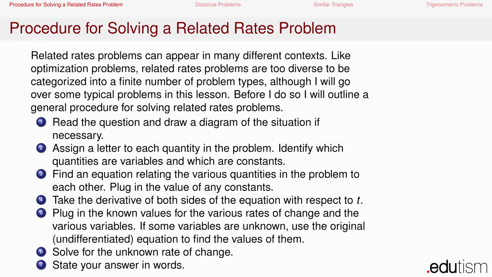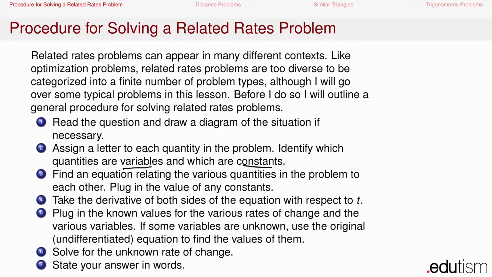The first step is to read the question and draw a diagram of the situation if necessary. The second step is to assign a letter to each quantity in the problem. It's important here to identify which quantities are variables and which ones are constants. In other words, which are changing and which are not. The third step is to find an equation relating the various quantities in the problem to each other. At this point, we should plug in the values of any of the constants. However, we should not plug in the values of any of the variables.